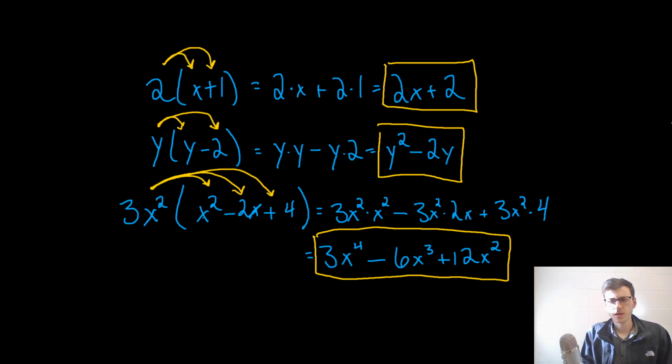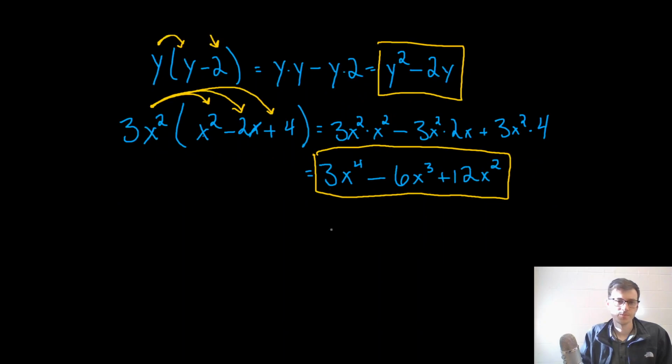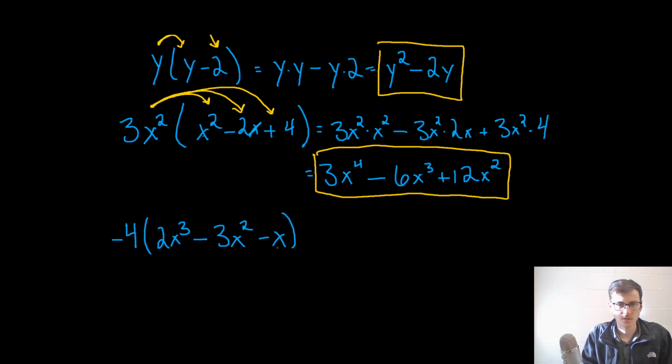Maybe one more thing. I know I said that was the last example, but this has been pretty quick. So one more example. What if I distribute a negative number? Negative 4 times 2x cubed minus 3x squared minus x. Okay, what would I do here? Again, I'm distributing the negative 4 to each one of these.